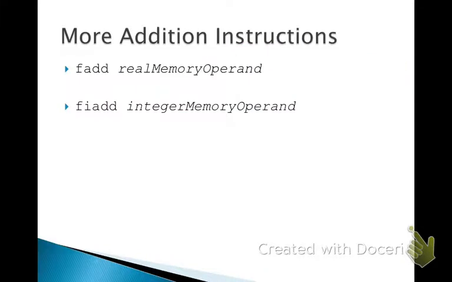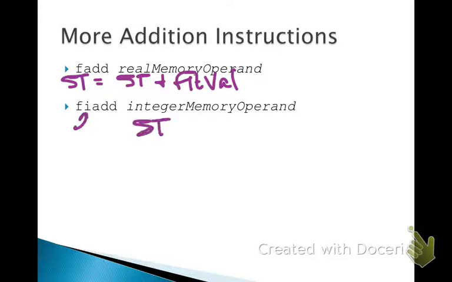Alright, we've got a few more add instructions. This first one is going to add stack top plus whatever floating point value you indicate in memory, and replace stack top with the sum. This one is going to do an integer add, so stack top plus whatever int value you indicate from memory. Again, this will replace stack top.